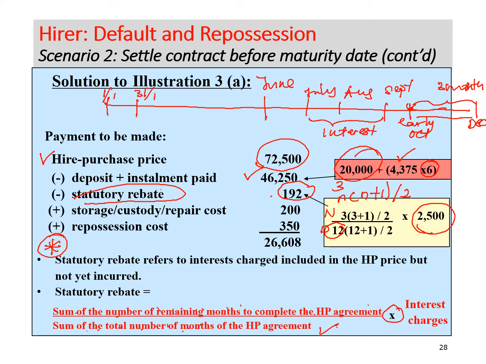Then you have to add the storage, custody, repair costs, and repossession costs. So these are the costs that the hirer has to bear for the settlement of the contract. So you add these two together. So in total, the payment that the hirer has to make is actually 26608.